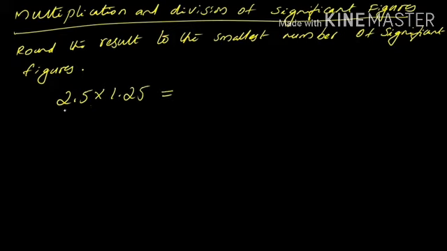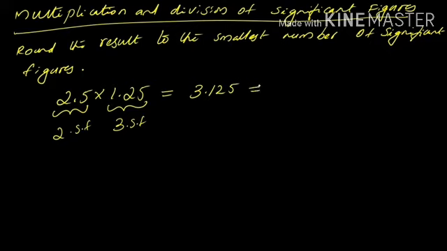Okay, so 2.5, how many significant figures are there? It has two significant figures. 1.25, all are non-zero digits, so it has three significant figures. So which is the least one? Two significant figures, right? So the answer also should contain only two significant figures.